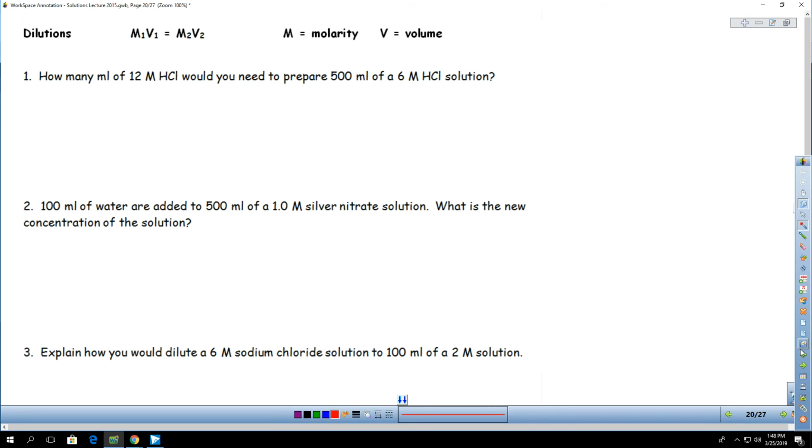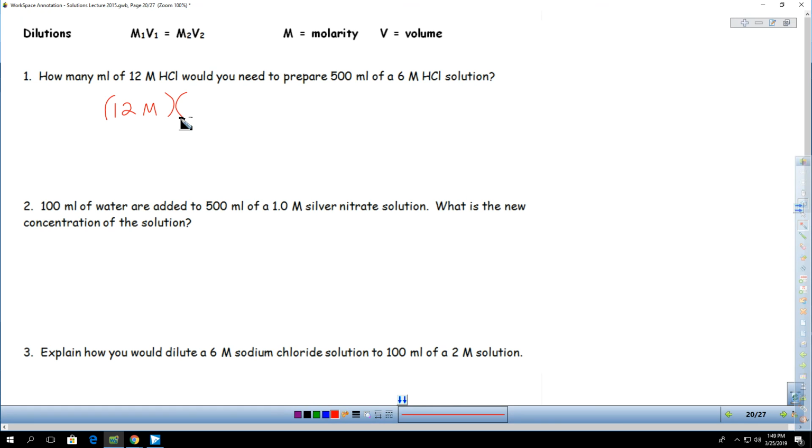This is a really easy equation to use. It's just plug and chug. How many milliliters of 12 molar HCl solution? That 12 molar is our initial solution, our M1, so I can plug that in as M1, 12 molar. I'm trying to figure out what volume of this first concentrated solution I need to prepare 500 milliliters of a less concentrated solution. I want it to go from 12 molar to 6 molar.